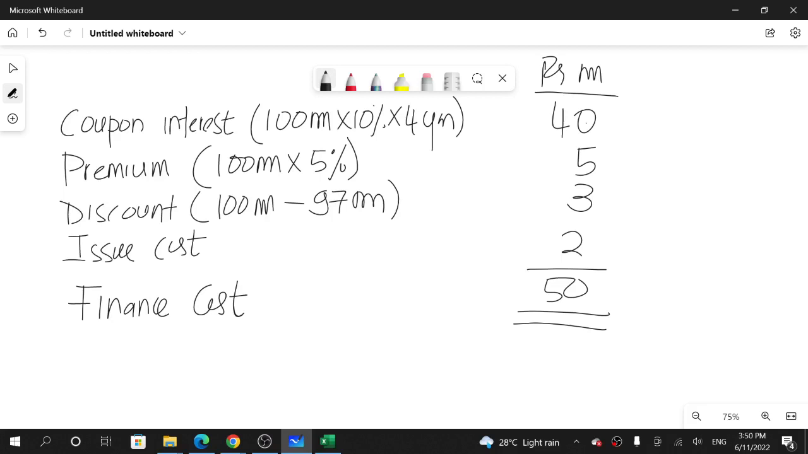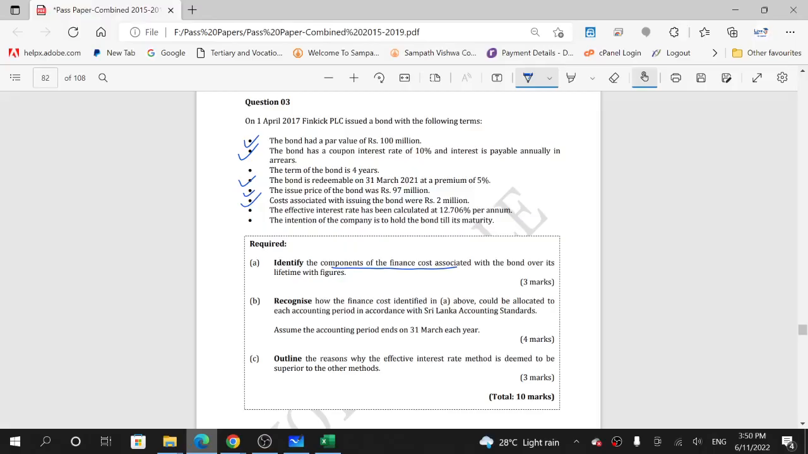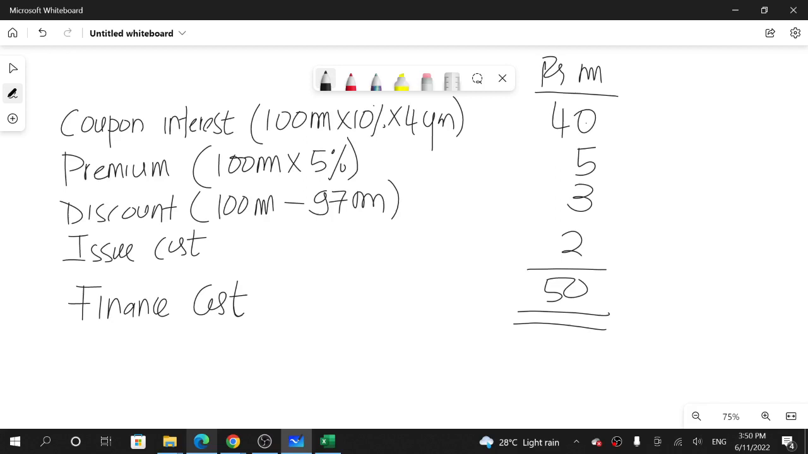Right? This is the total finance cost, right? Now, you want to tell how this total finance cost... this is part 1, so you are getting 3 marks for that. Second one, recognize how the finance cost identified in A above could be allocated among each period. For that purpose, we calculate the amortization schedule, is it?